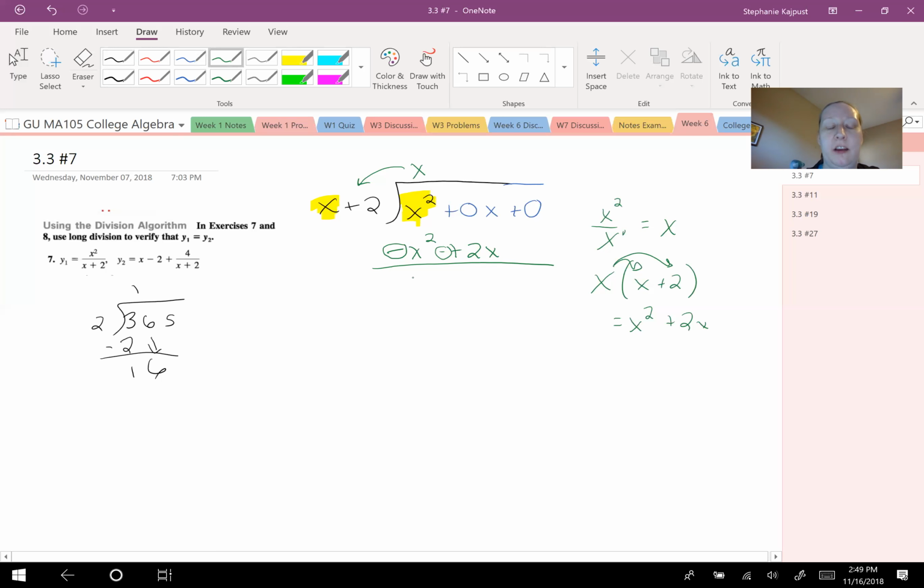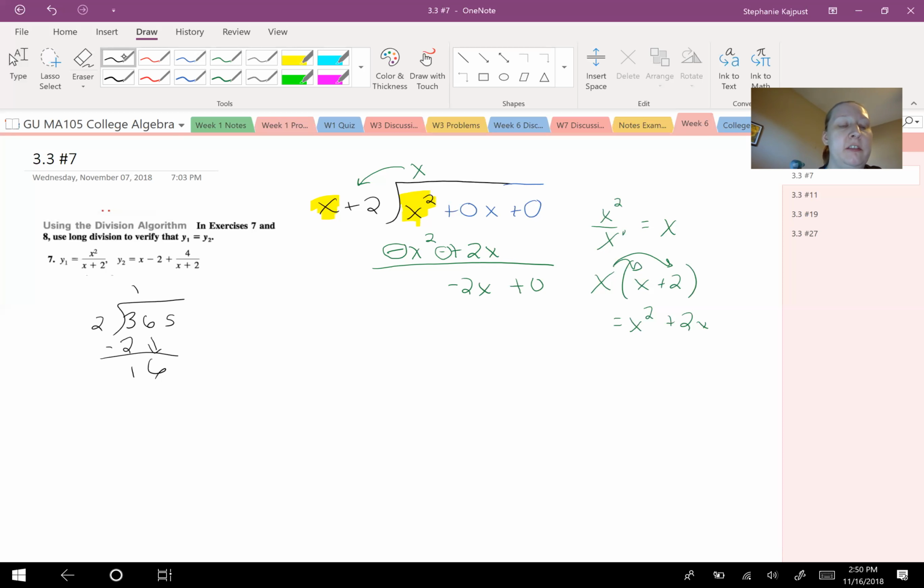So x squared minus x squared is 0. And then 0x minus 2x is minus 2x. And then I'm going to drop down my plus 0. So now we've done the same process that I did with the number, where I ended up with 16. And when you do that again.